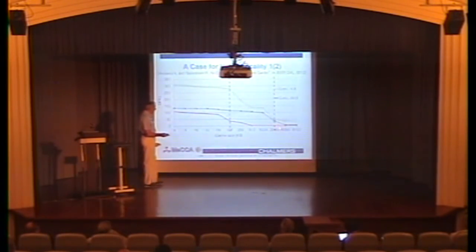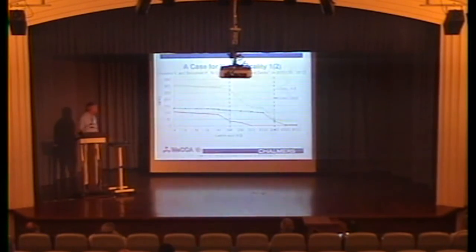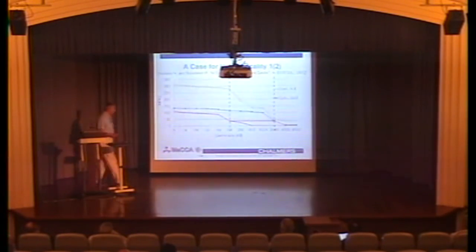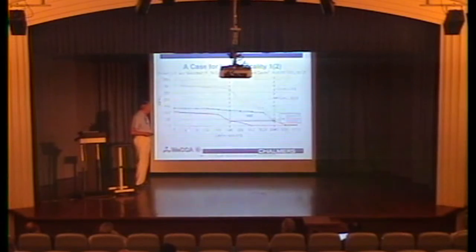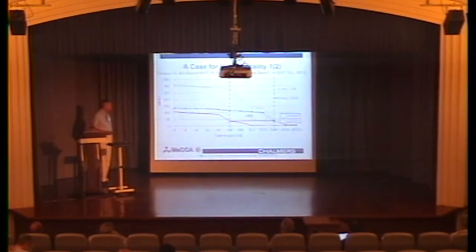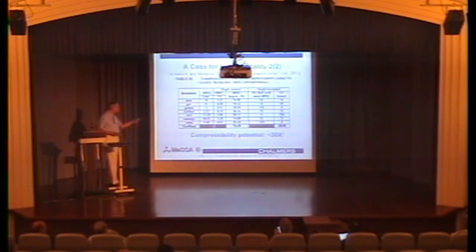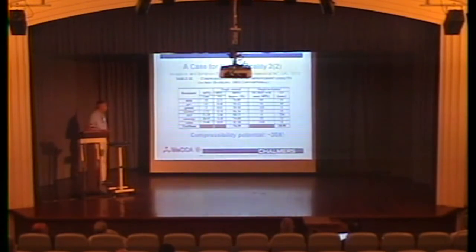If we have a 2 megabyte last level cache and this hypothetical, as we call it, value aware cache, then we could get the same low miss rate for a 128K value aware cache as a 2 megabyte conventional cache. And we looked at that for a number of workloads, so we could see a tremendous compressibility potential here, 30 times.